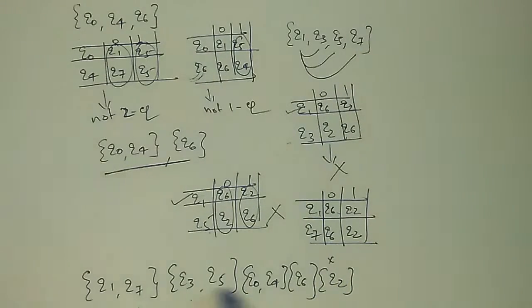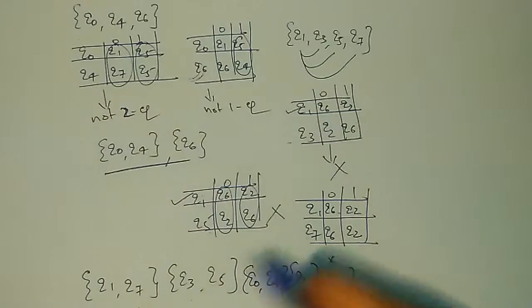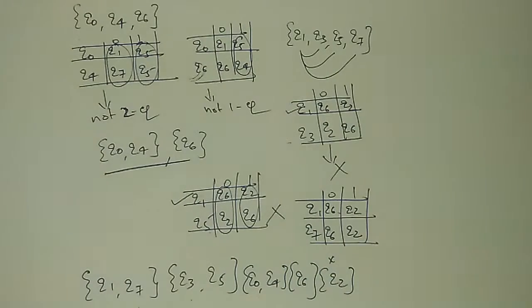So how many sets we divided? 1, 2, 3, 4, 5. So we can't divide it further. So this is the final minimization of the given deterministic finite automata.